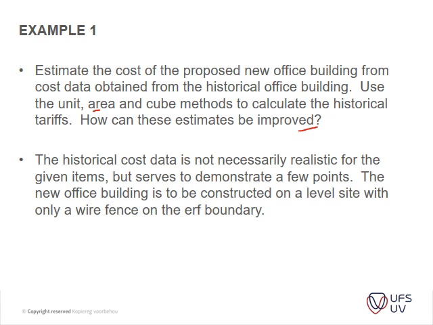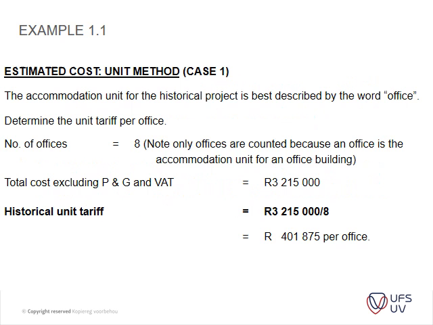The historical cost data is not necessarily realistic for the given items, but serves to demonstrate a few points. So the new office building is to be constructed on a level site with only a wire fence on the earth boundary. Okay, so it's a very simple installation. There's nothing special on the external works. So let's look at example one. You've got your historical data, which is given there on page 1.11. So please have a look at that.